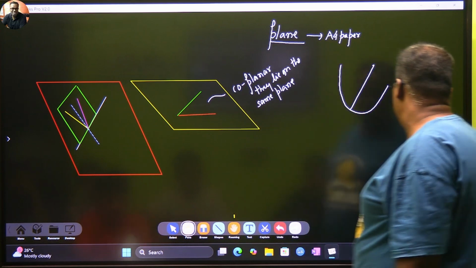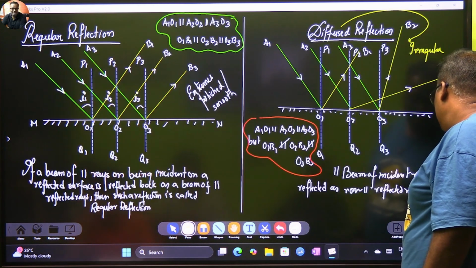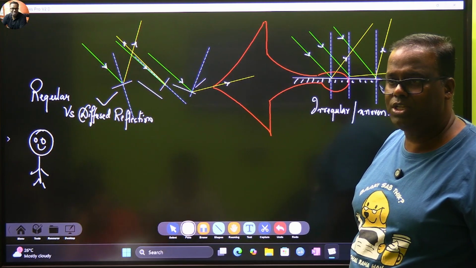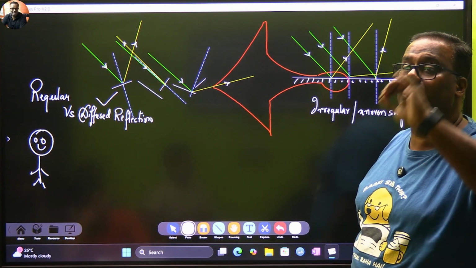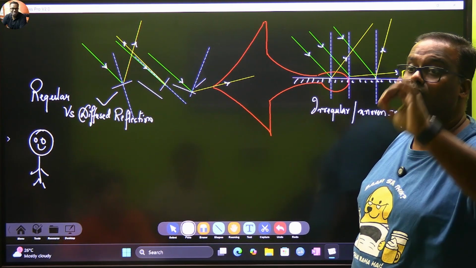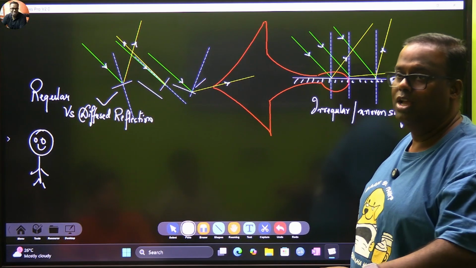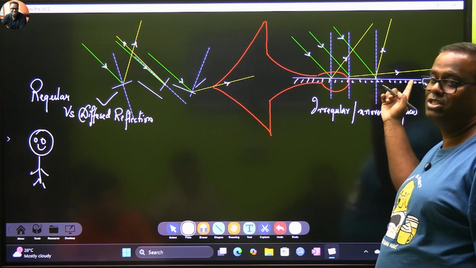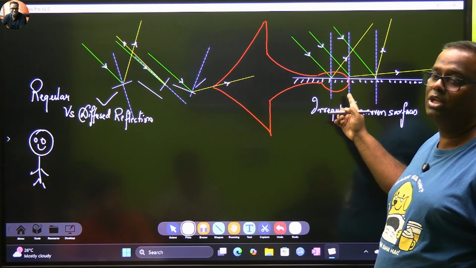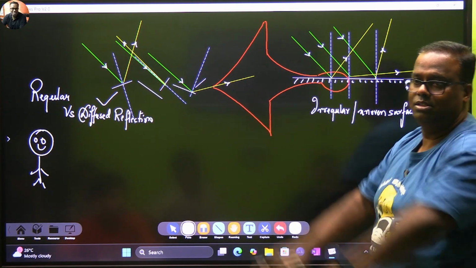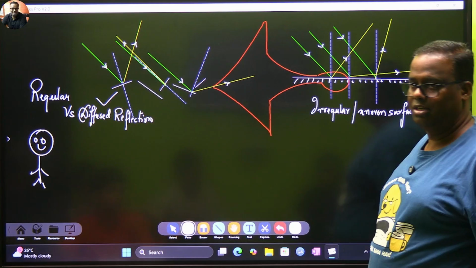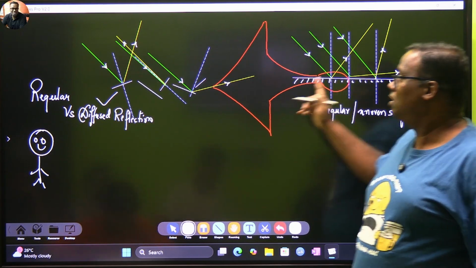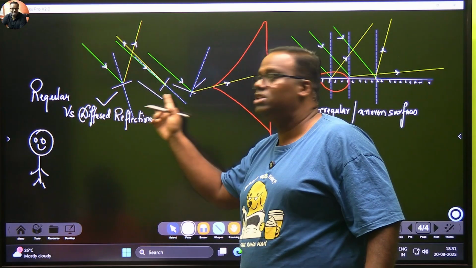So sometimes we may ask you a question: are the laws of reflection not obeyed in diffuse reflection? The laws of reflection are laws. They will be obeyed everywhere. What you are not understanding is that you are carried away by this surface. The surface is not that smooth as it appears to be. The surface has a lot of undulations on it.